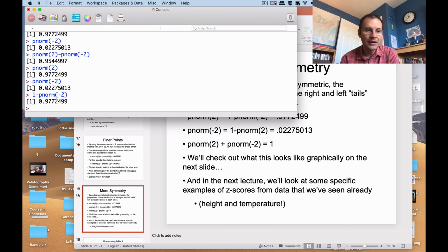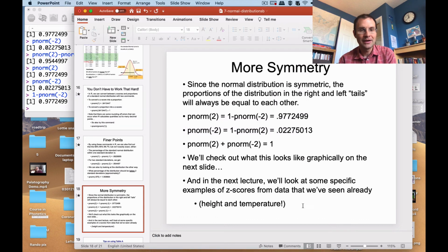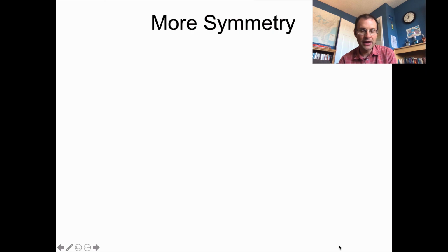And that number is going to be exactly the same as what is in the distribution to the left of -2 standard deviations. Those two are equal to each other. So it's symmetric in that way. Everything to the left of 2 standard deviations above the mean is equal to everything to the right of -2 standard deviations below the mean. It works the same way.